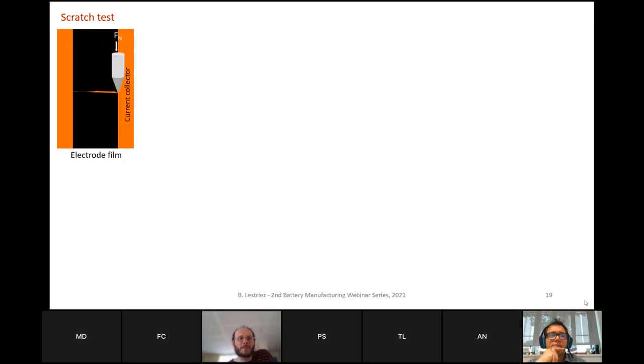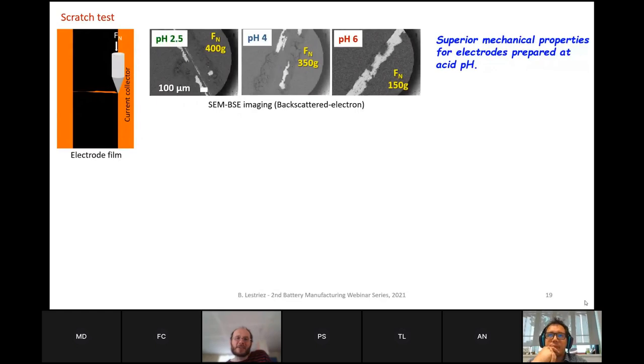Next. Then we compared the mechanical properties of the electrodes by doing a scratch test. You measure the load necessary to remove a piece of electrode from the collector. Next. And as a result, we found that the electrode prepared in acidic conditions showed a stronger mechanical resistance to the scratch test, as you see that the load necessary to remove a piece of electrode is more than 2 times higher than for the electrode prepared at pH 6.